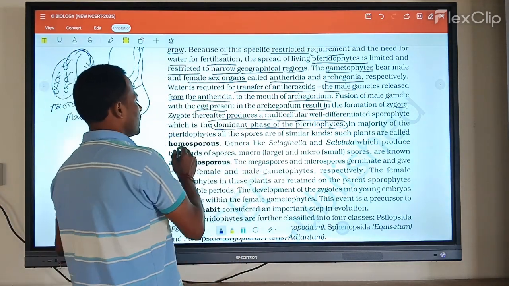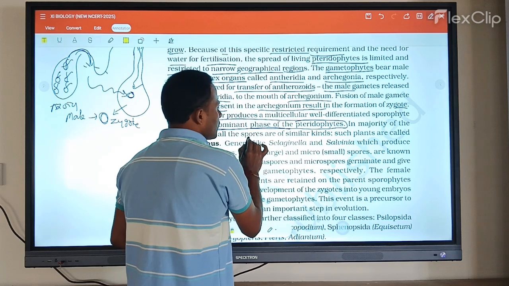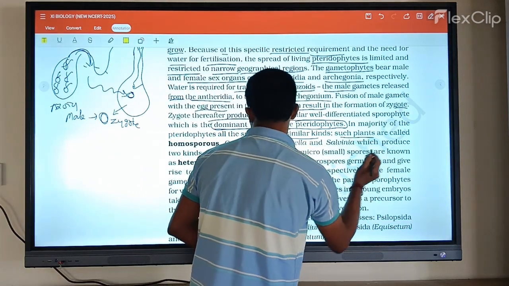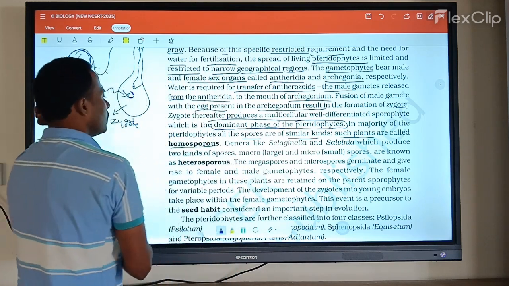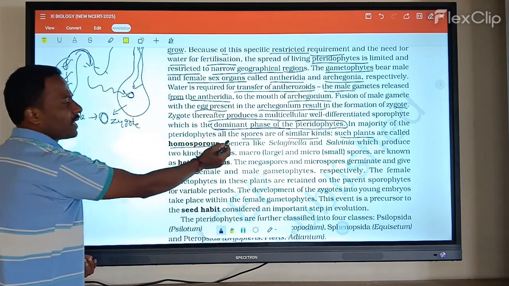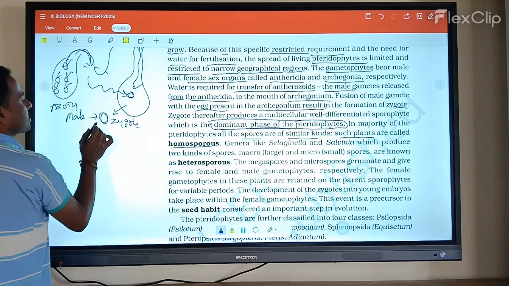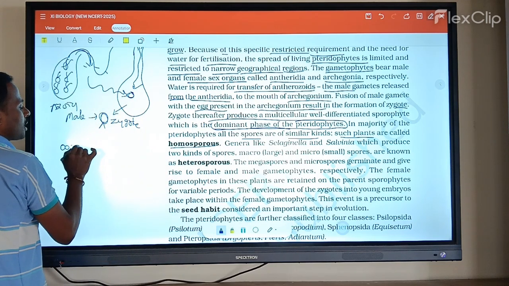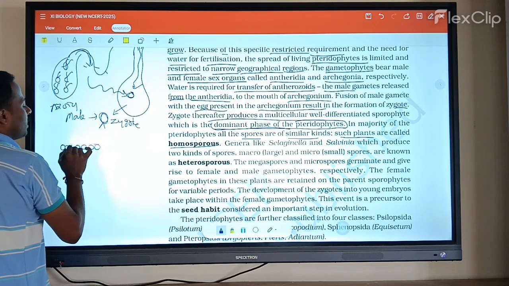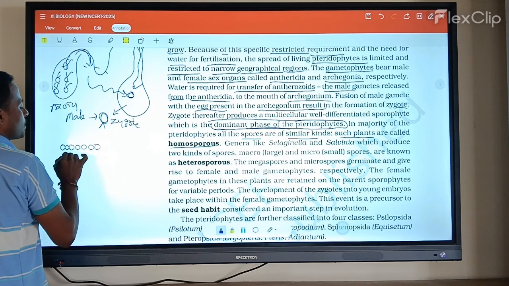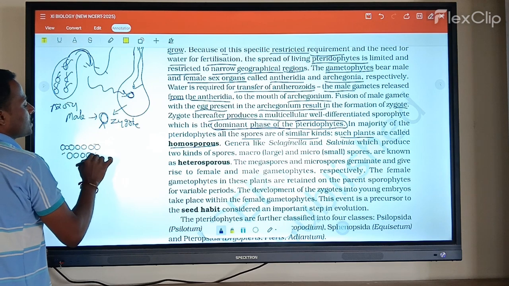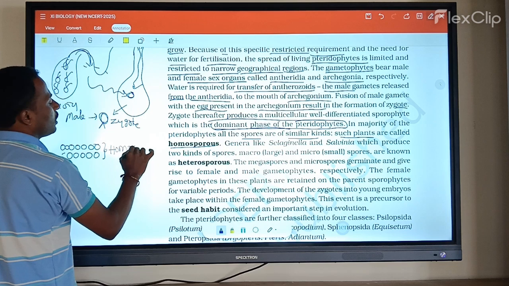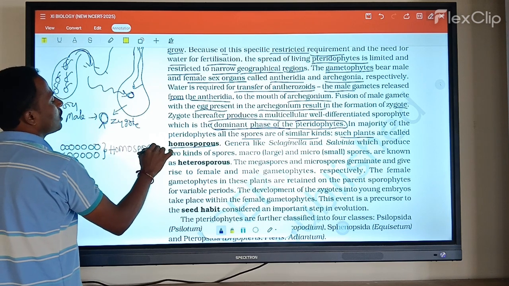Next, in the majority of pteridophytes, all the spores are similar, and such plants are called homosporous. For example, spores of the same or similar size are produced. Such kind of spores is called what? That is the homosporous condition.